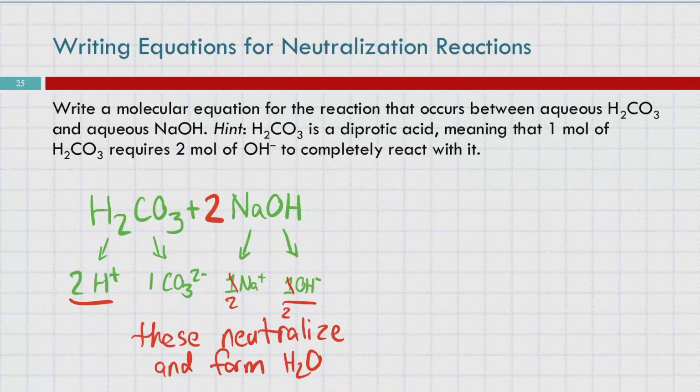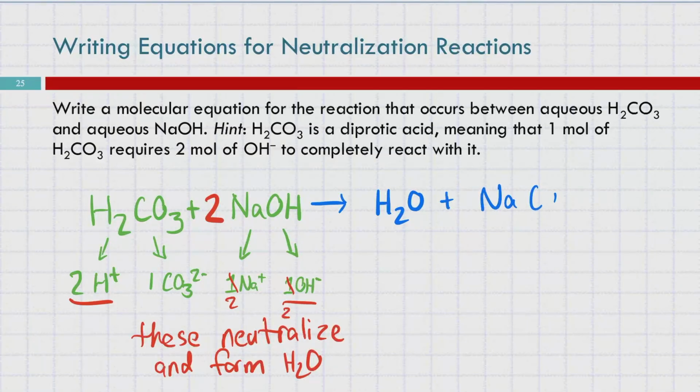Oftentimes we don't really care about the product side. But let's say we do care about the product side, because we do here. So it's an acid-base neutralization reaction. We're going to produce H2O. And what's the other part that we're going to produce? A salt. So it would be NaCO3. Yeah, it's going to be a salt.